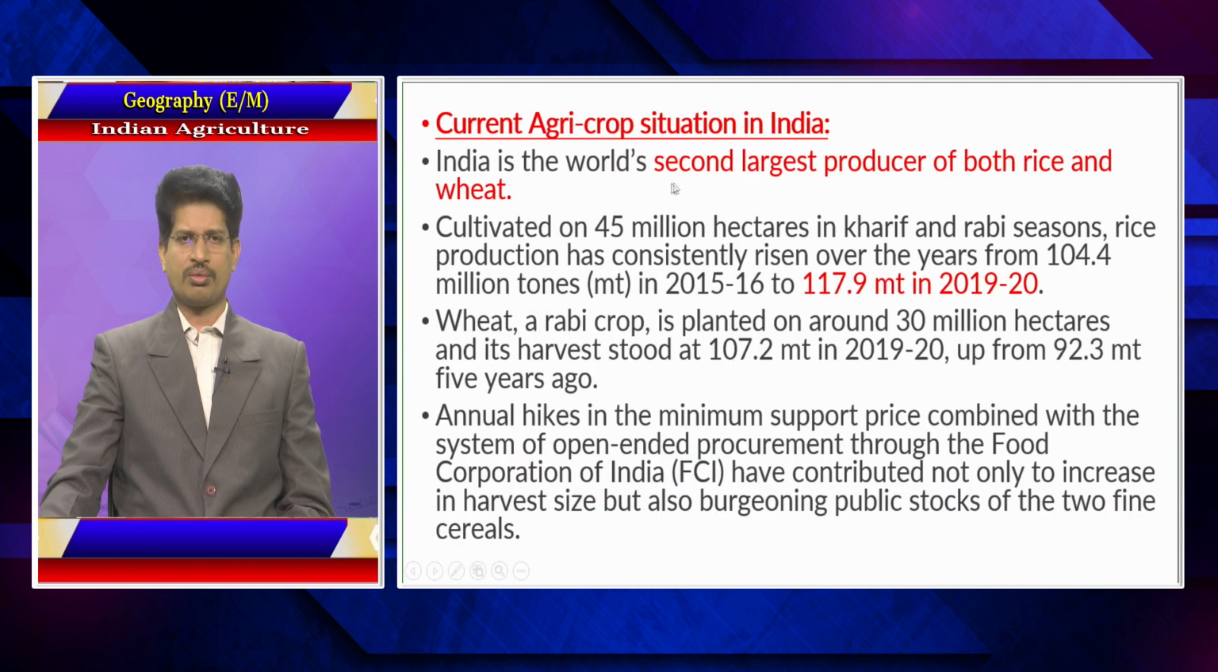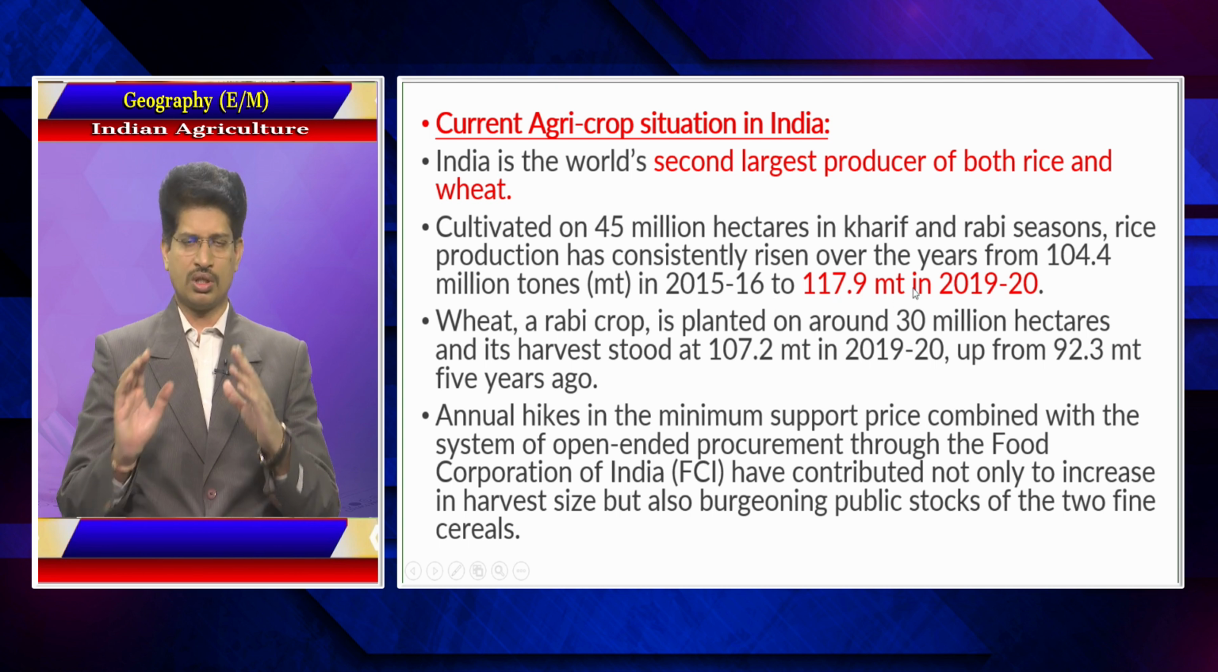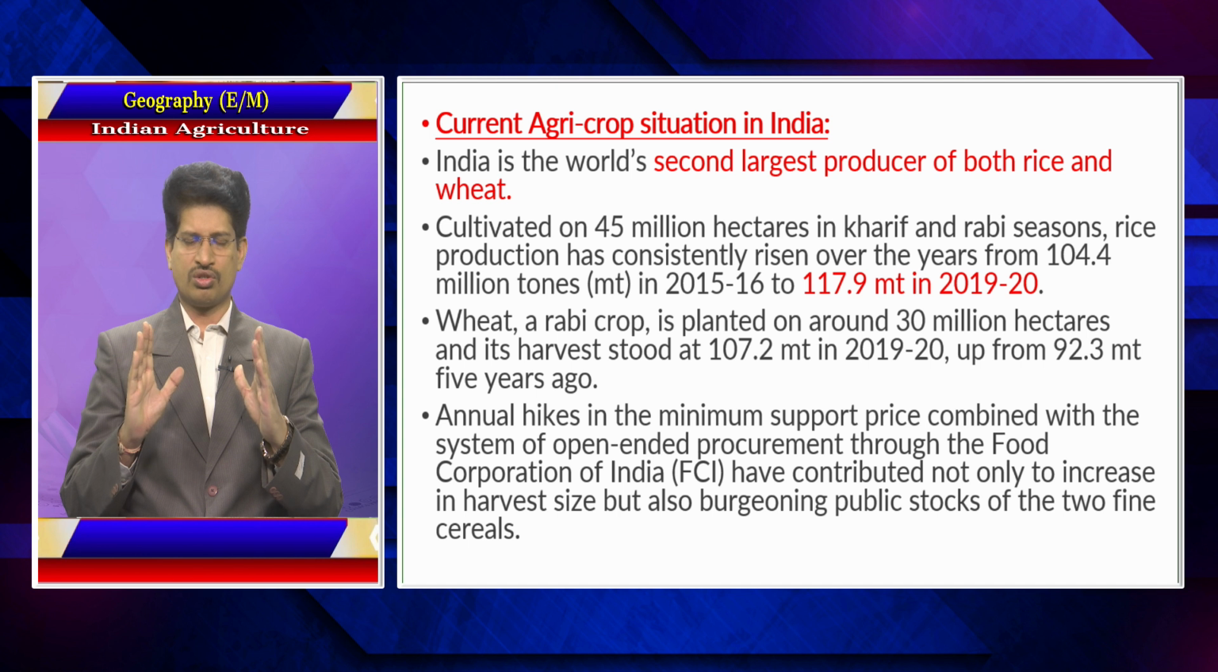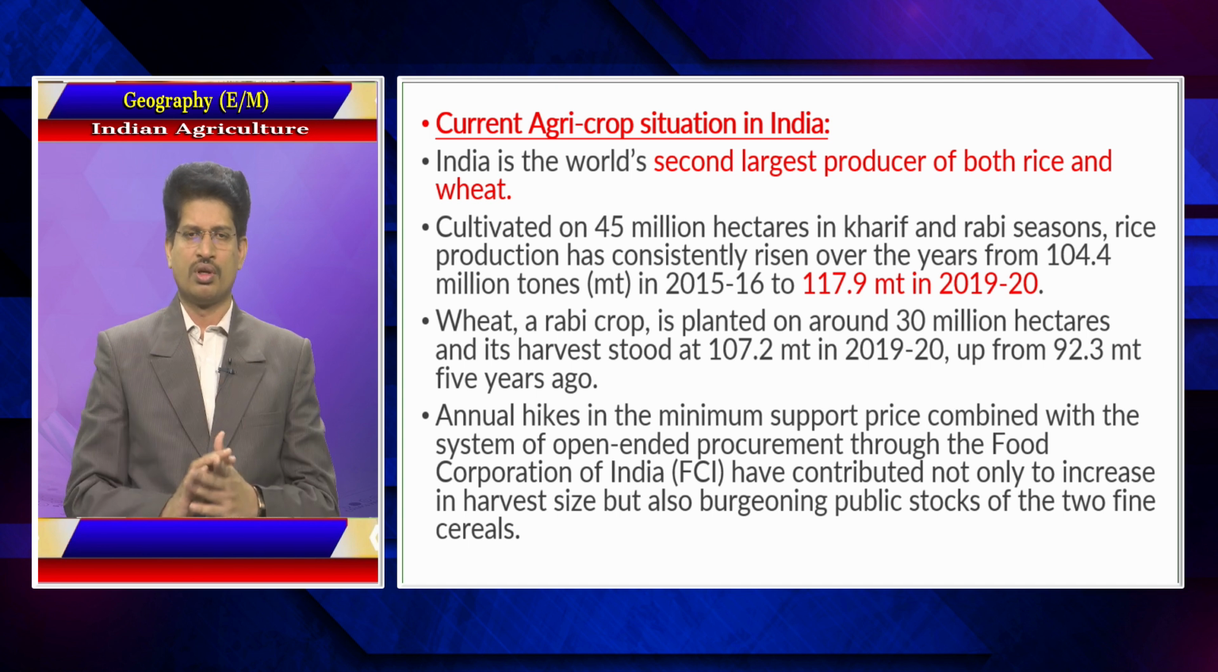The current agro crop situation in India. So India is the world's second largest producer of both rice and wheat. Cultivation on 45 million hectares in Kharif and Rabi season. Rice production has continuously risen over years from 1.4 million tons in 2015-16 to 117 million tons in 2019-20. So they may ask you the amount of millions of tons of rice being produced by India in these years.